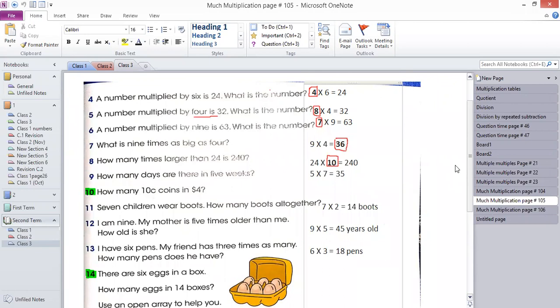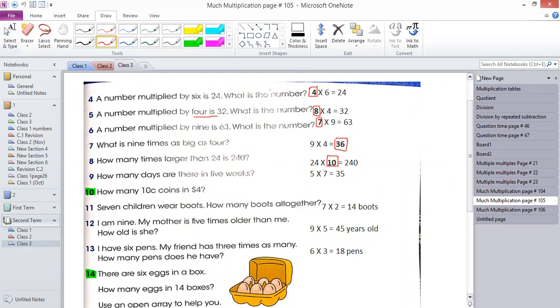So guys, question number 9 was very easy. How many days are there in 5 weeks? In 1 week, there are 7 days. So if you want to know how many days will be in 5 weeks, simply multiply 7 by 5, or 5 multiplied by 7.